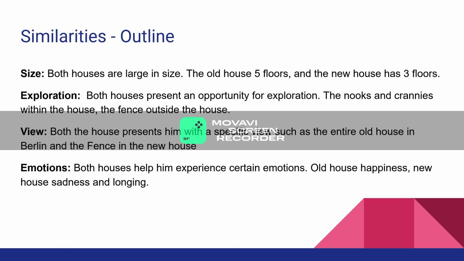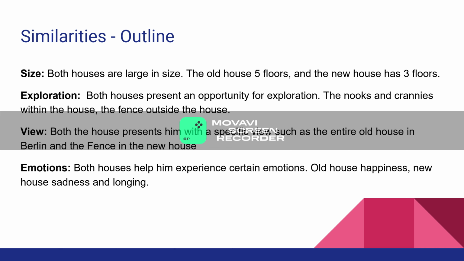Exploration. Both houses present an opportunity for exploration. For example, in the old house, the nooks and crannies within the house. In the new house, the fence is outside the house. View. Both houses present a specific view. In the old house, Bruno was able to see the entire Berlin from his window, and in his new house, he is able to see the fence and a little bit of what is beyond the fence.